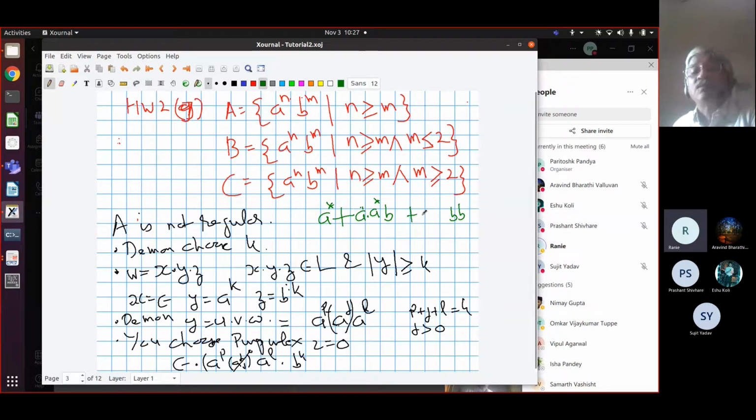Sir, at least 2 A's. And so how will I write it? 2 a's followed by A star. Correct, perfect. And this regular expression is for this language. So this language is regular. I think Arvind drew a DFA for it, which is with a similar intuition, right?